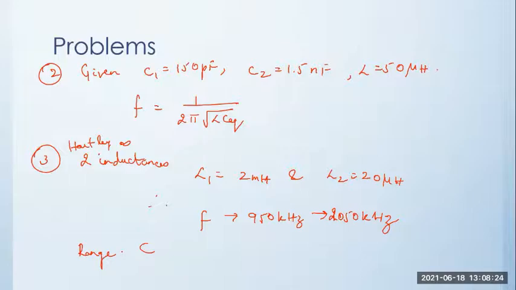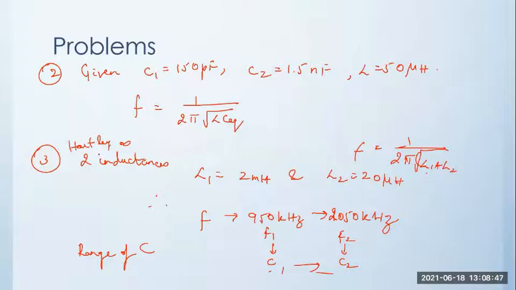I think you can easily do it. You take this as F1 and find C1 correspondingly. You take this as F2, find C2. You will get the range for capacitance. From C1 to C2, it will represent the range. As usual here, F is 1 by 2 pi root of L1 plus L2 into C.